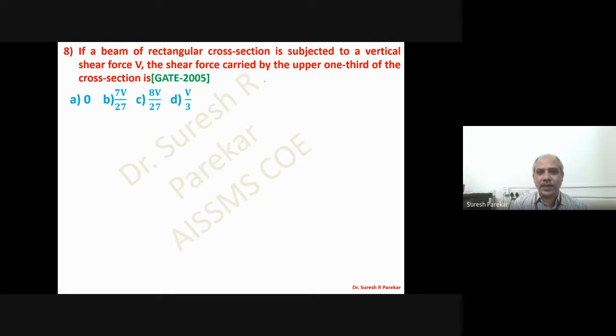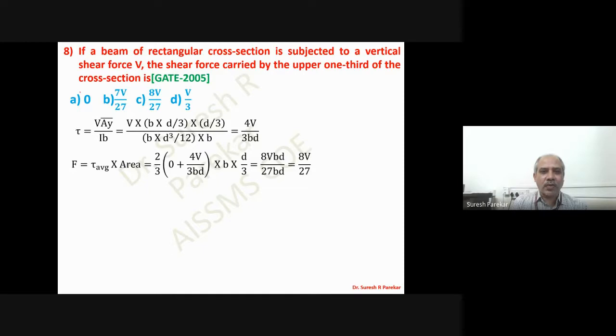Now, if a beam of rectangular cross section is subjected to vertical shear force V, the shear force carried by the upper 1/3 of the cross section is, then we have to find the value of tau at D by 3. If I consider a rectangular section, then we have D by 3 from the top.